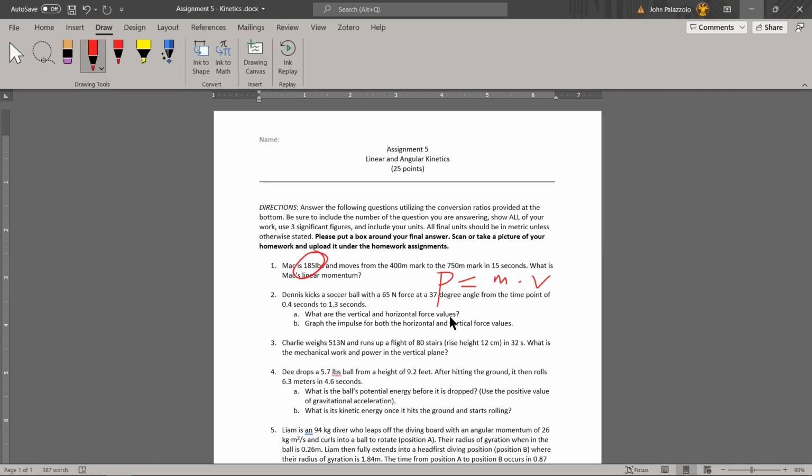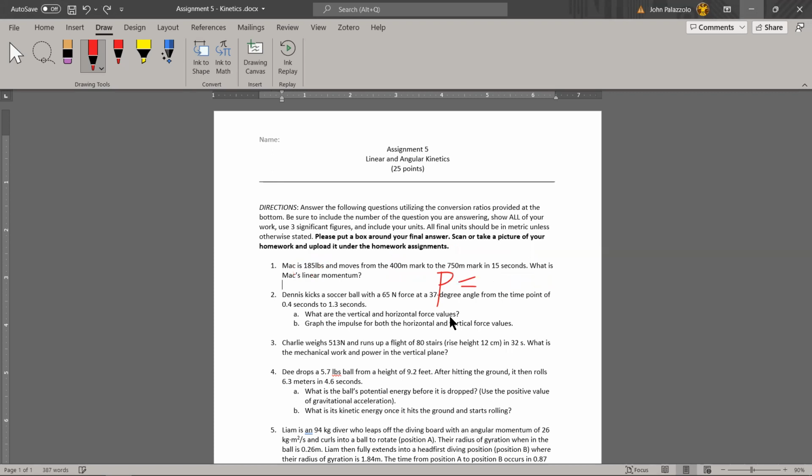And I gave you the numbers for velocity, but you have to calculate it. So you have to remember how to calculate velocity. And I gave you mass in pounds and distance in meters, so you'll have to do conversions because remember, we're using metric.